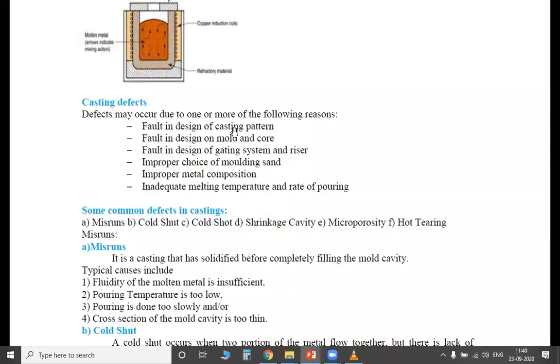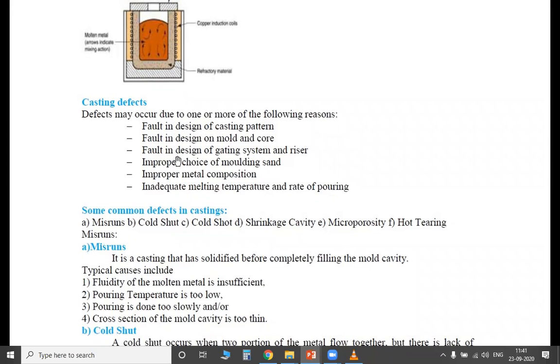Already we have learned in the last class what tests are done for the mold and core. What is the moisture content, which is checked for core sand, and the sieve analysis is done, and the mold is checked in all categories, whether it has good strength or not. Whether all the parts are correct, or whether it has any cracks or anything else. So the main fault comes in the design of the casting pattern and the design of the mold and core.